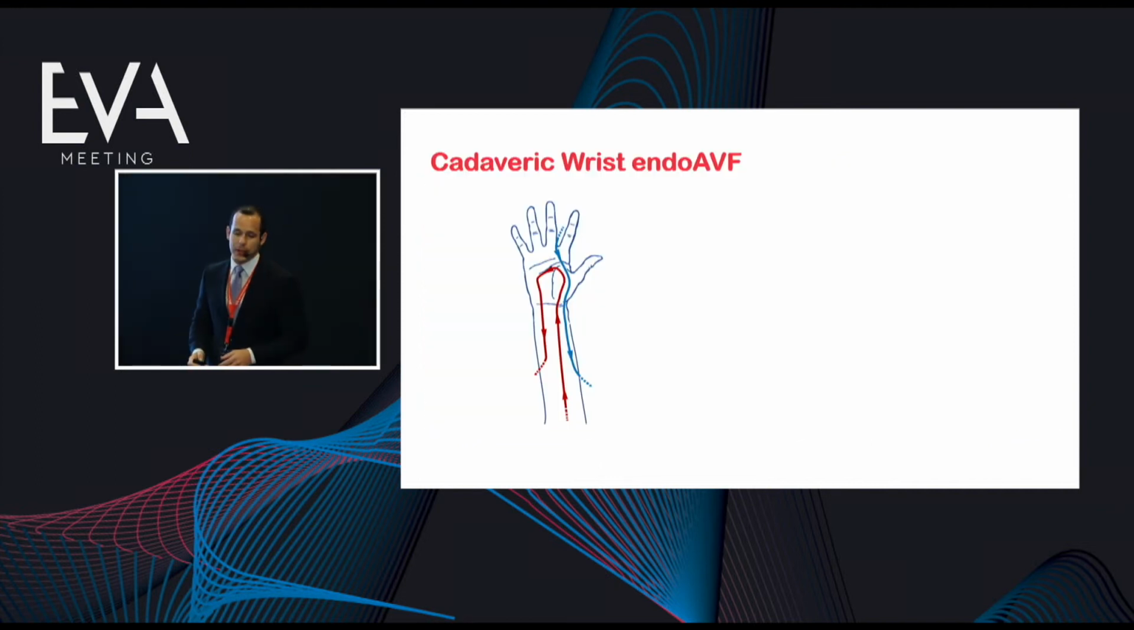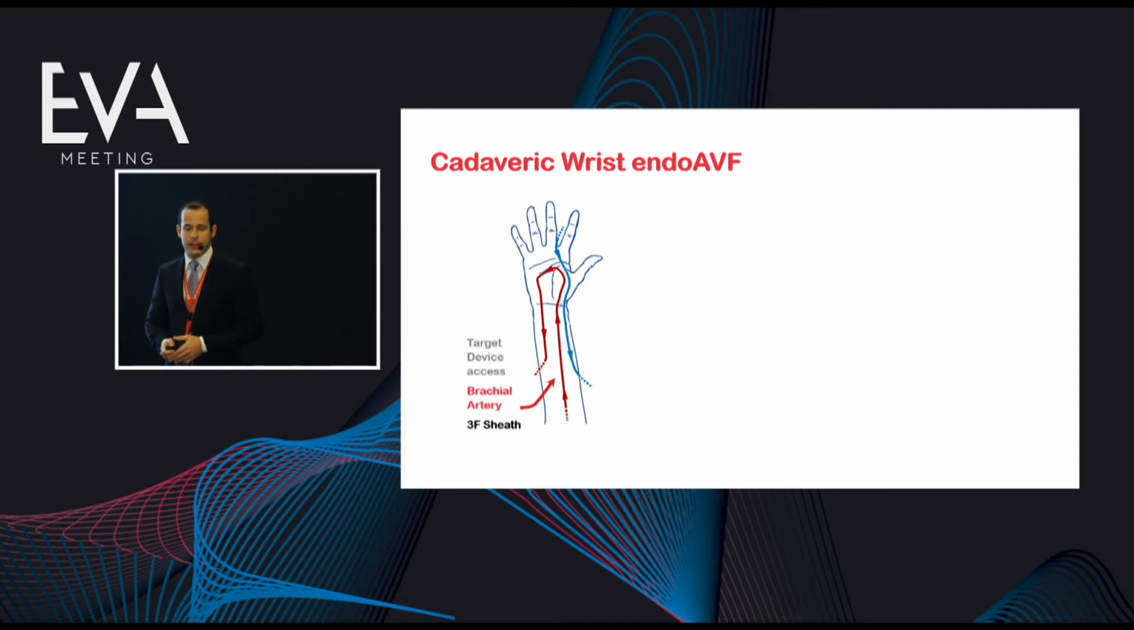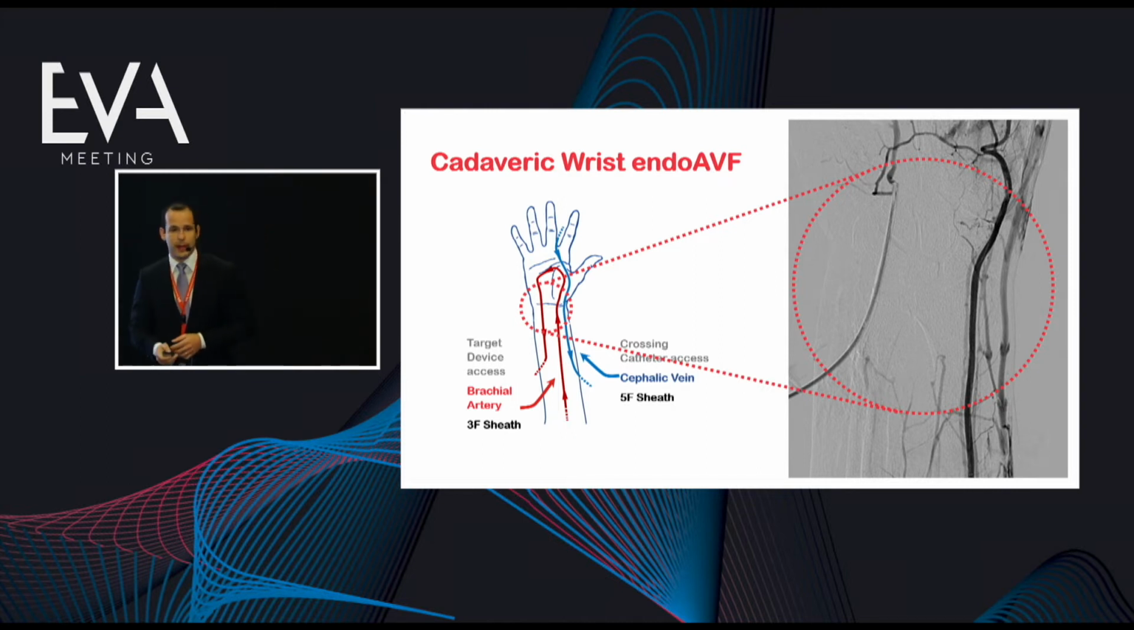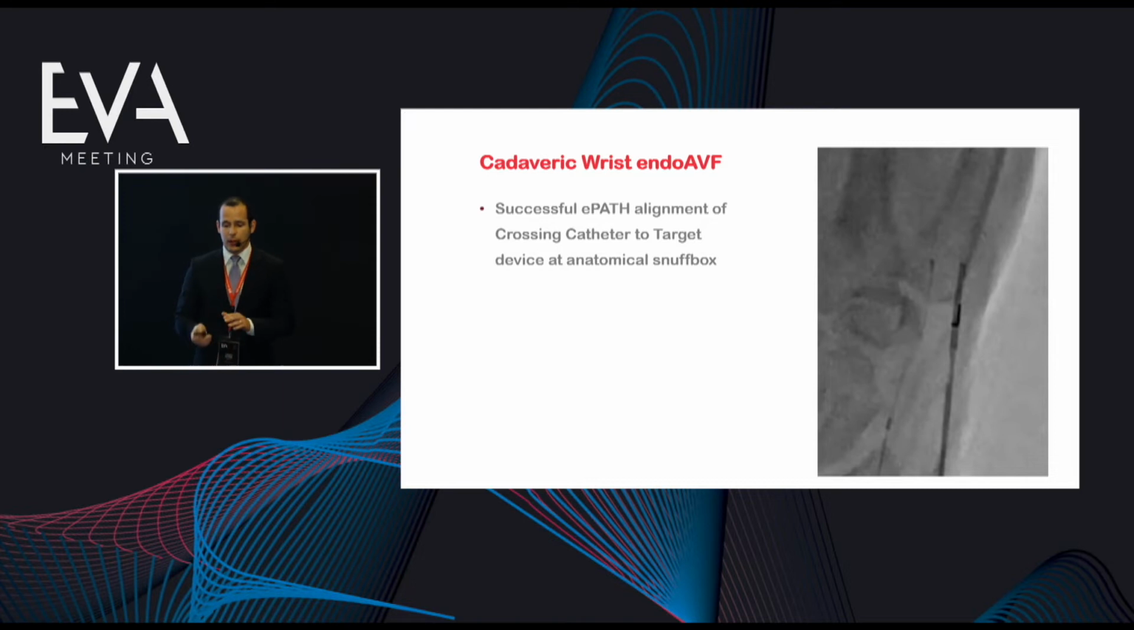Of course, now we're not talking about lower limbs, we're talking about fistula. Today the Congress is about this. So let me show you the cadaveric wrist endo AVF that we performed. There's the target device access, which, as I said before, is a 3 French sheath with a snare, and it's achieved at the level of the brachial artery in our study. For the crossing catheter access, the main device is inserted through the cephalic vein through a 5 French sheath. This is exactly what it looks like in the cadaver. You can see the radial artery on the medial side and the cephalic vein on the lateral side. We move the catheter exactly like you have seen in vitro, with successful alignment straight away.